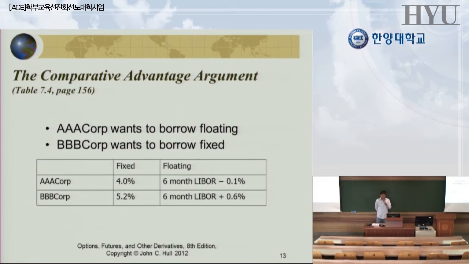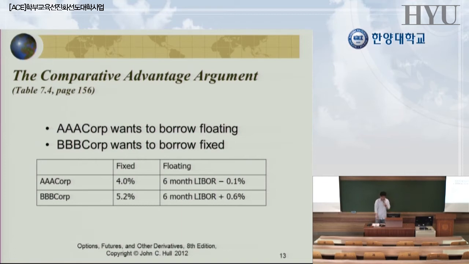The comparative advantage argument states that basically you can say which corporation actually has the greatest advantage by choosing which type of rate they're going to swap. So this is another example provided by the book. Imagine that there is a AAA corporation and a BBB corporation. The AAA corporation wants to borrow floating rate, and the BBB corporation wants to borrow the fixed rate.